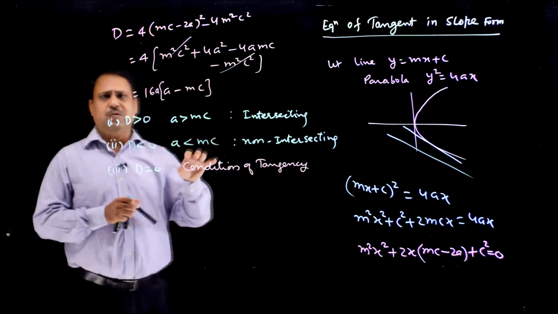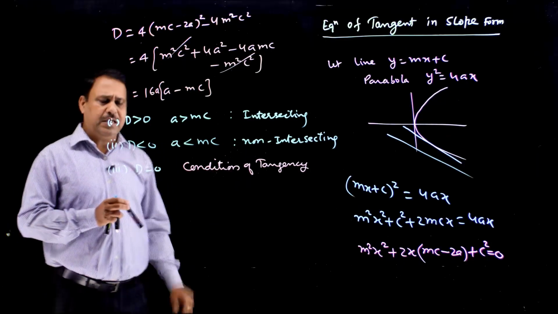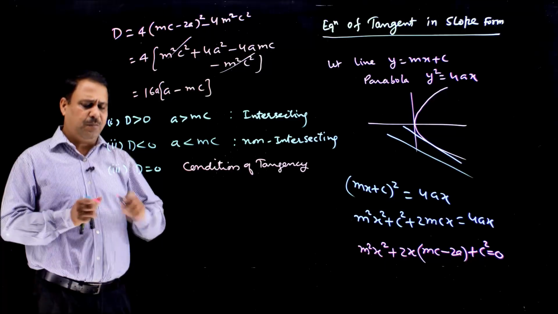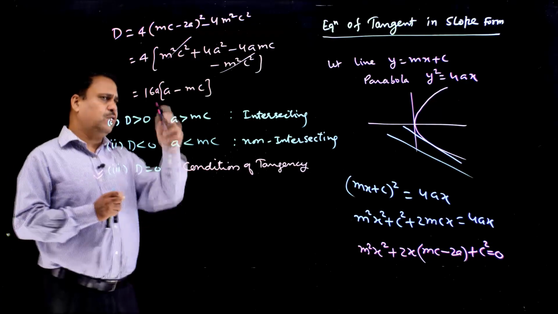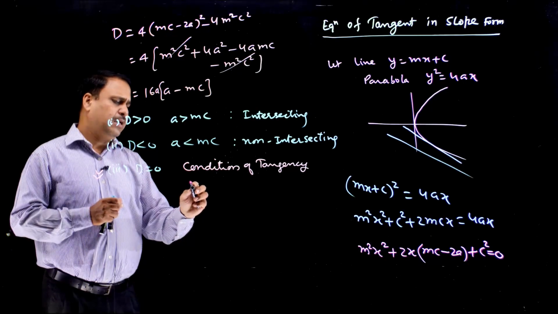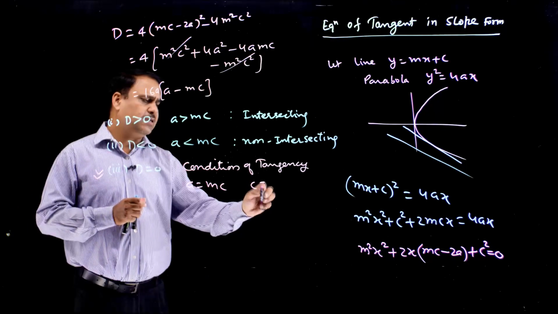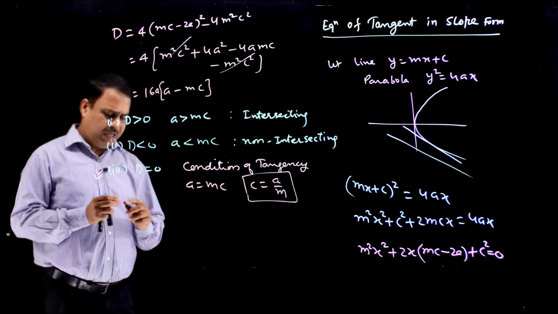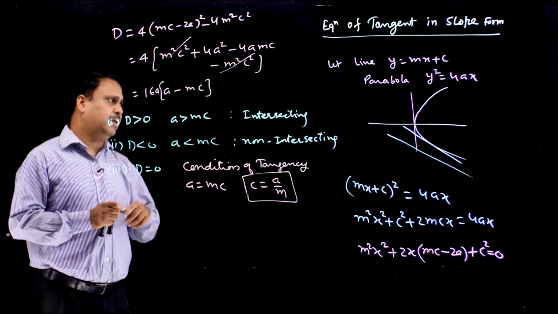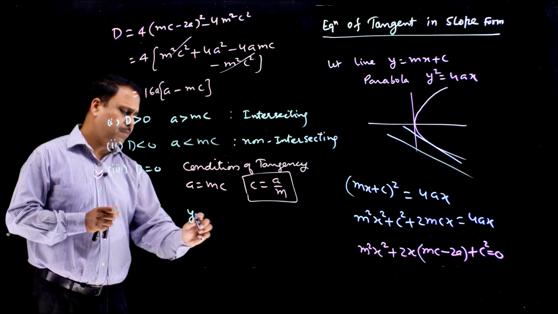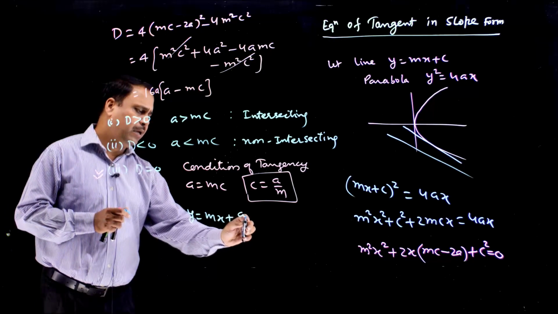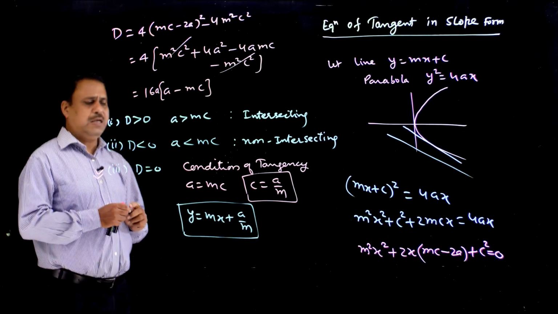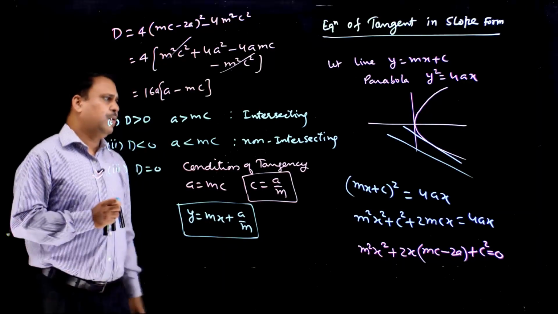To understand, this concept we can generally use for any second degree equation, whether it is a parabola, ellipse, hyperbola or circle. Any time we can use the condition of tangency. So d is equal to 0 means a is equal to mc. This gives us c is equal to a upon m. I will put this value of c in the line equation, so the equation of tangent is y is equal to mx plus a upon m. This gives the equation of tangent in slope form.